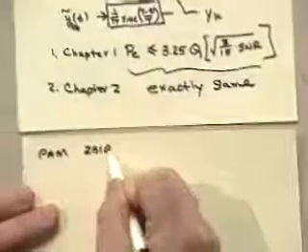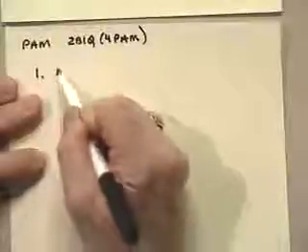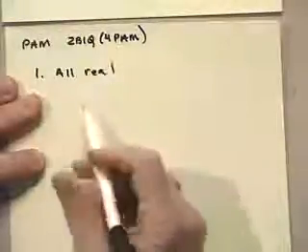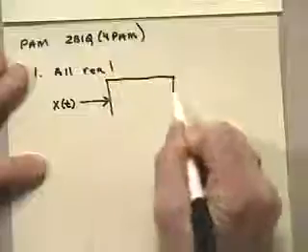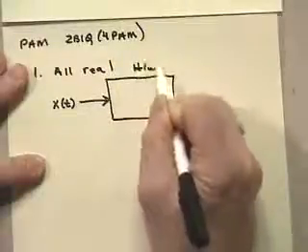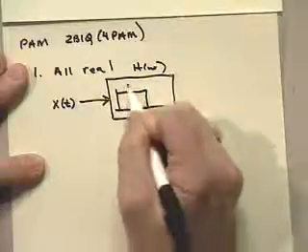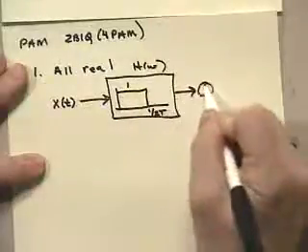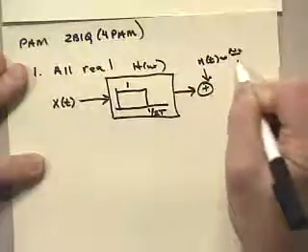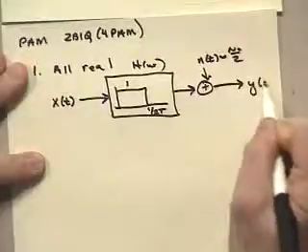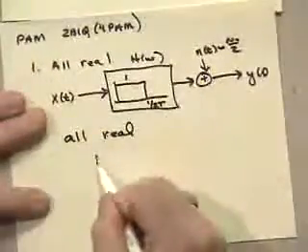For PAM, suppose I had 2B1Q or 4-PAM transmission, then I'd have all real signals, and the equivalent system would be x of t going through a channel H of omega, which was already at baseband because it's a PAM system, spanning minus 1 over 2T to 1 over 2T, with amplitude 1. It has noise n of t, which has N0 over 2 per dimension, and that's y of t, everything all real.